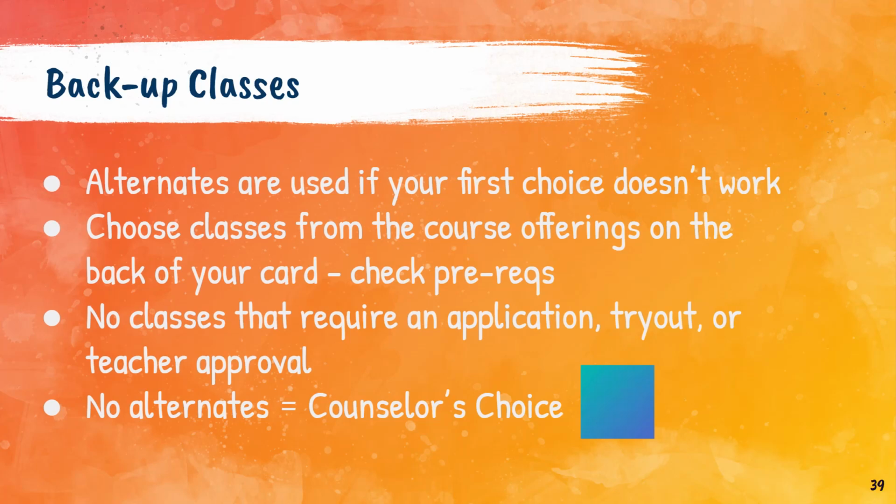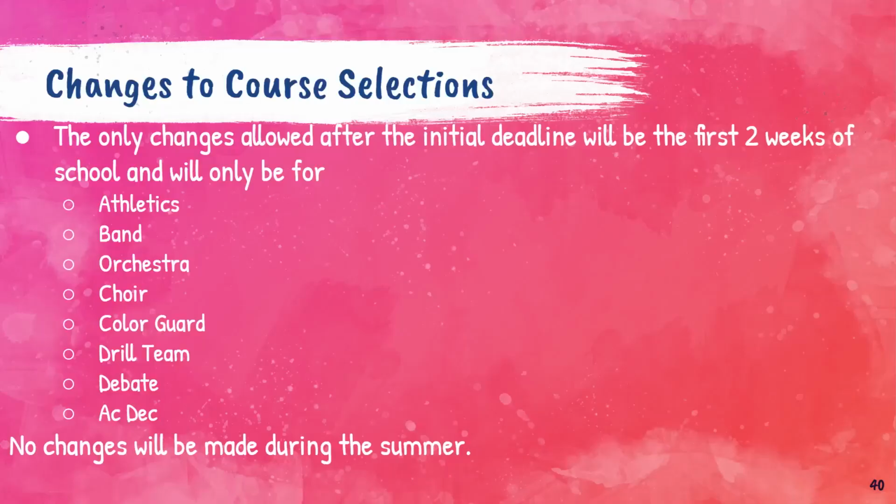Make sure you do the alternates. We have to have those backup classes. If you don't list any alternates and we need to use one, we're just going to pick a class for you. Make sure that those alternates don't require tryout or application or teacher approval. They should be something that we can just slide in, that you're going to be just as happy taking as if you got your first choice.